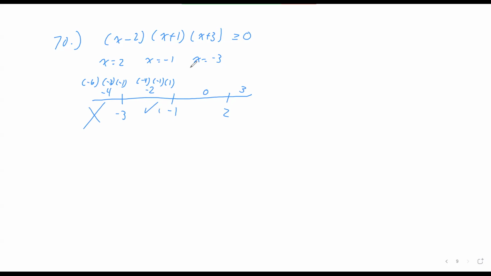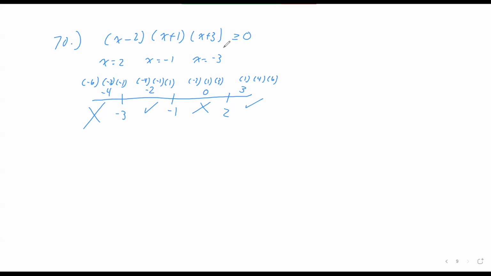Now I'm going to choose 0. 0 minus 2 is -2. 0 plus 1 is 1. And 0 plus 3 is 3. Two positives make a positive, but then one negative is going to make a negative, which will be less than 0. So then I try 3. 3 minus 2 is 1. 3 plus 1 is 4. 3 plus 3 is 6. Three positives make a positive, so that part of the graph will work.